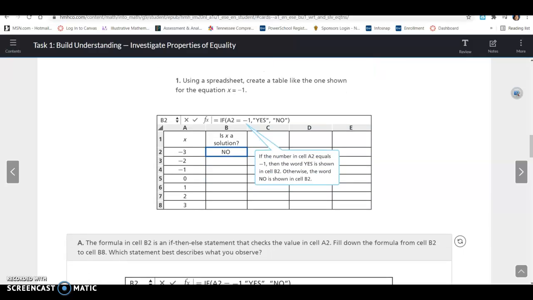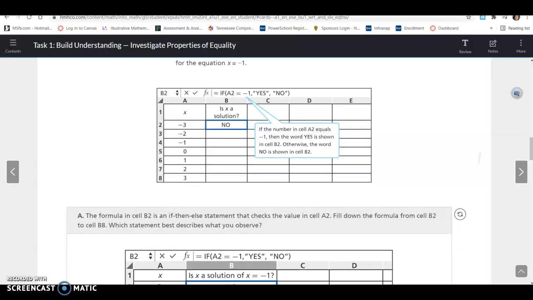All right. Using a spreadsheet, create a table like the one shown for the equation x equals negative 1. If the number in cell A2, over here in A2, that's negative 3, equals negative 1, then the word yes is shown in B2. You can see that says no because negative 3 does not equal negative 1. Otherwise, the word no is shown in cell B2. So we see that that's the case here.